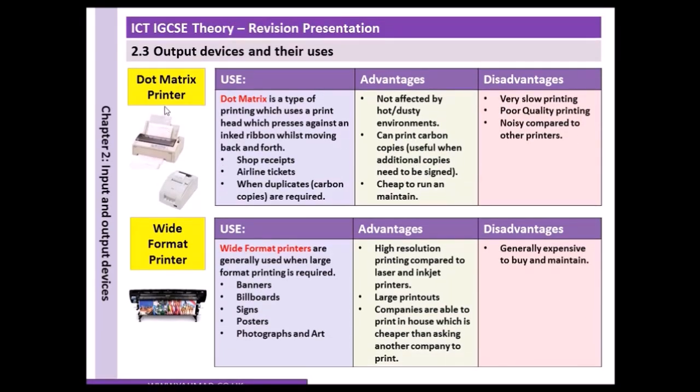Okay, so now we're going to be looking at a dot matrix printer. So dot matrix is a type of printer which uses a print head which presses against an inked ribbon whilst moving back and forth. So a dot matrix printer may be used to print shop receipts, airline tickets, when duplications are required. So it can print carbon copies.